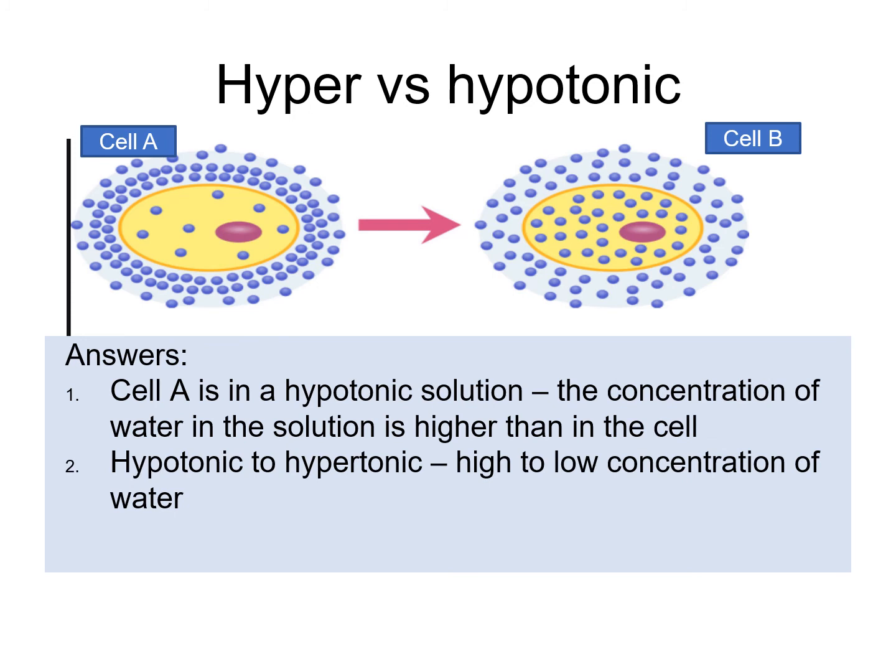So the answers. Question 1, cell A is in a hypertonic solution. And we know that because the concentration of water in the solution outside of the cell is higher than in the cell. And number 2, water moves from hypertonic to hypotonic because it moves from a high to a low concentration of water.